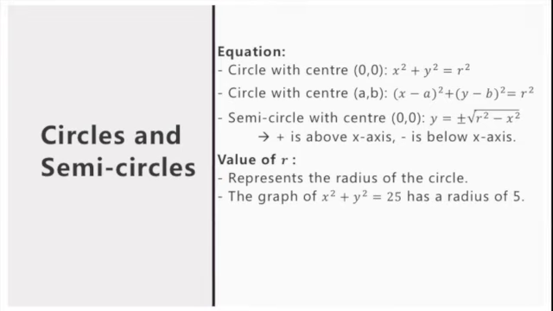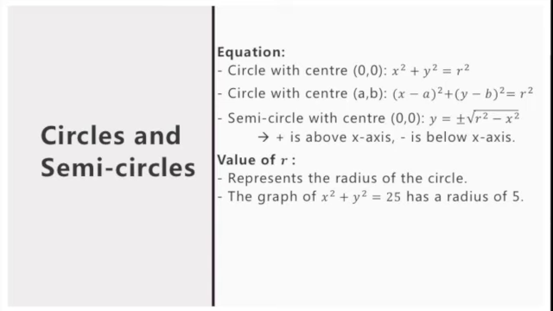The other thing we've got to look at is the equation of a semicircle. Now we only look at semicircles where the center is at the origin. We don't worry about semicircles anywhere else. For that, it is plus or minus the square root of r squared minus x squared. If it is a plus version, it means it's above the x-axis. If it's a negative version, then it's below the x-axis.